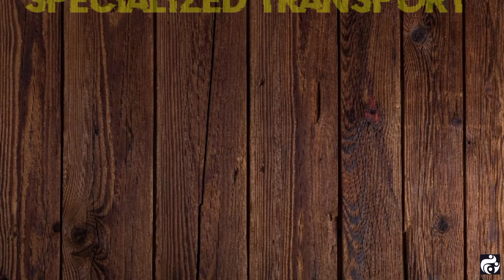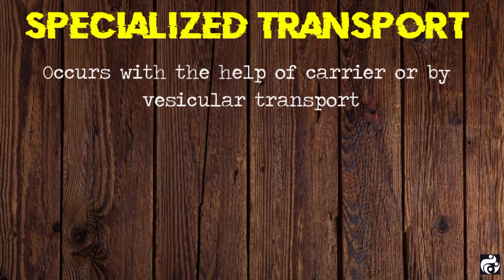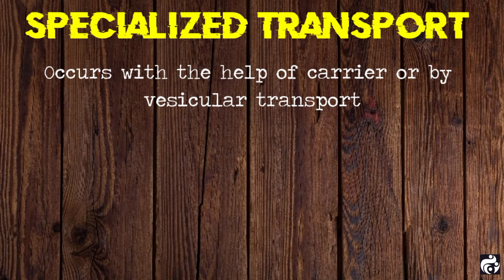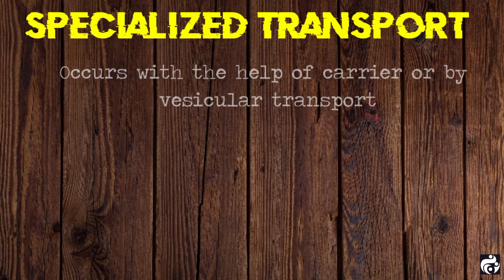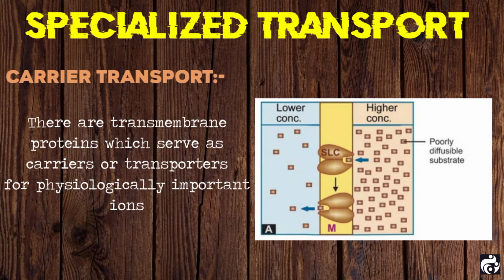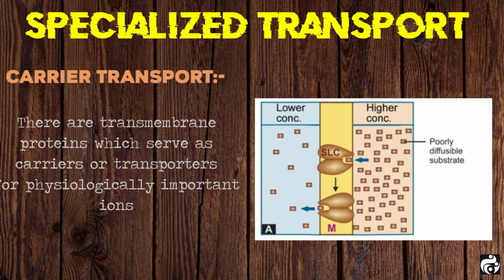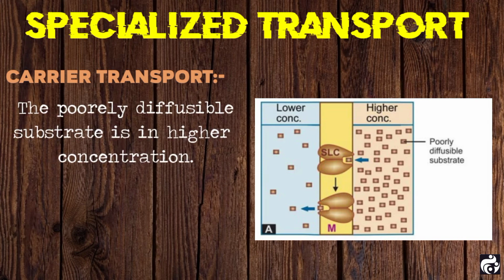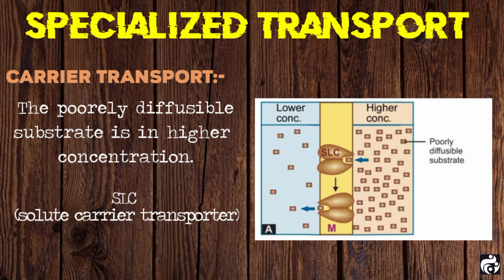Let's talk about specialized transport. This can be with the help of carrier or by vesicular transport. In case of carrier transport, there are transmembrane proteins which serve as carriers or transporters for physiologically important ions. Here, the poorly diffusible substrate is in higher concentration. Hence, the SLC, that is solute carrier transporter protein, helps them to pass through the membrane.